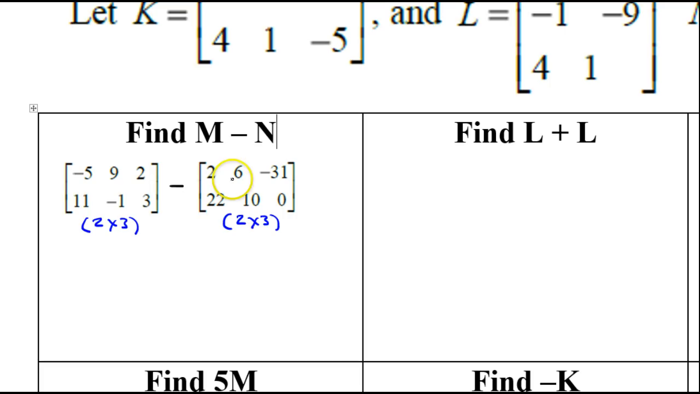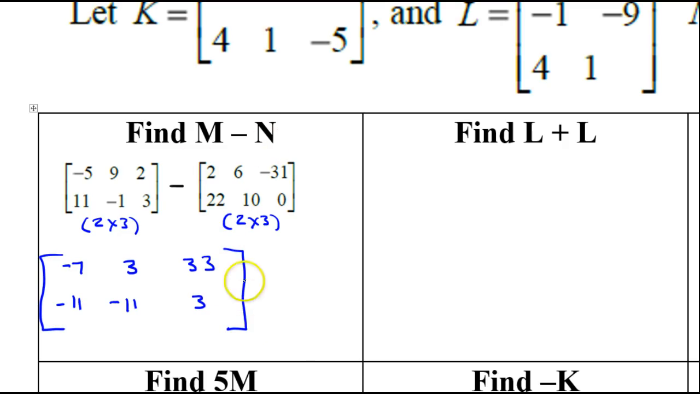So I will do -5 minus 2, so that'll be -7. 9 minus 6 is 3. 2 minus -31, that's the same as 2 plus 31, so that's 33. 11 minus 22, so that's -11. -1 minus 10 is -11, and 3 minus 0 is 3. So this would be the result of M minus N.